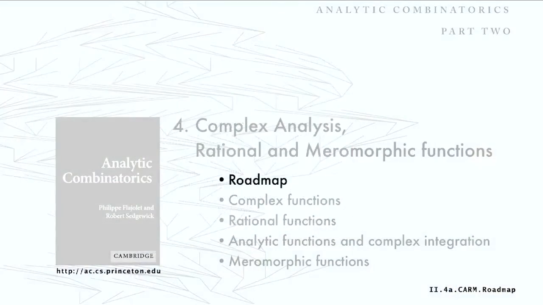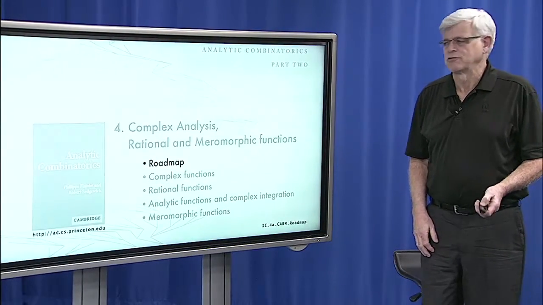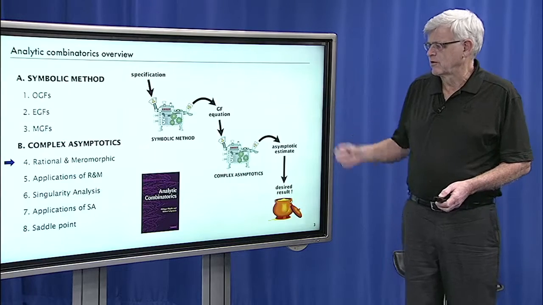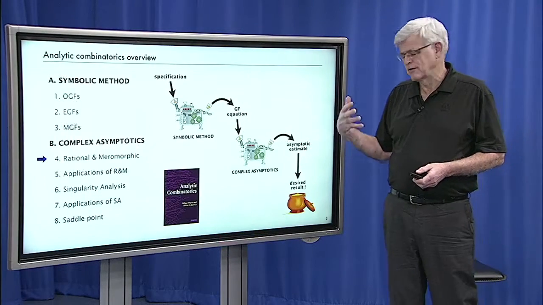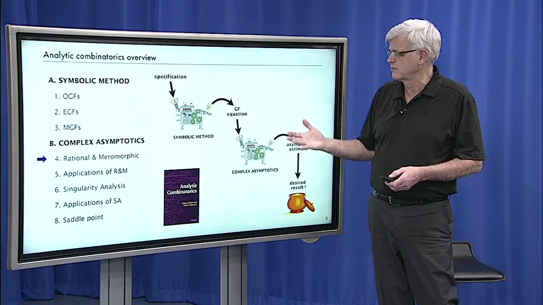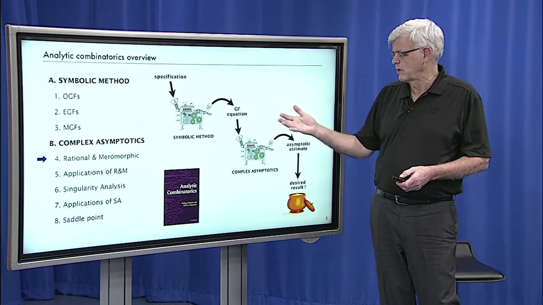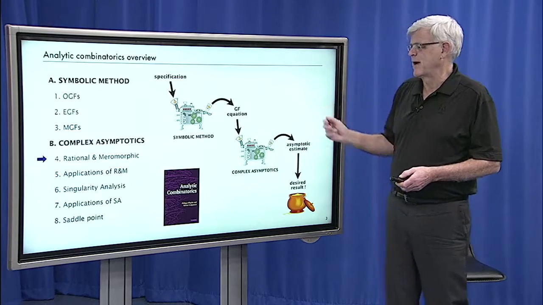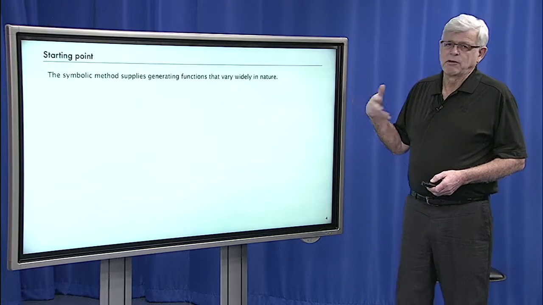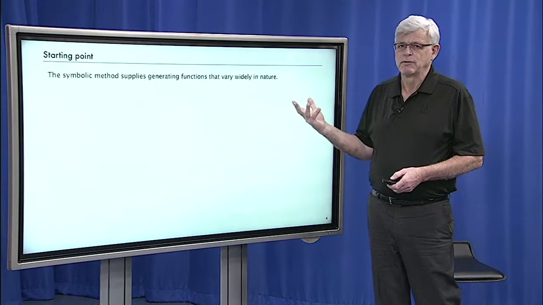So let me just start off with a roadmap of what we're going to talk about before getting into complex analysis. This is our standard overview, and again we've finished the first part of the course on the symbolic method, and now we're going to start into complex asymptotics, where again we're going to talk about machinery that we can use to take a generating function equation and get out asymptotic estimates of the coefficients automatically. Today we're going to talk about rational and meromorphic functions, and we'll talk about what those are in just a minute.